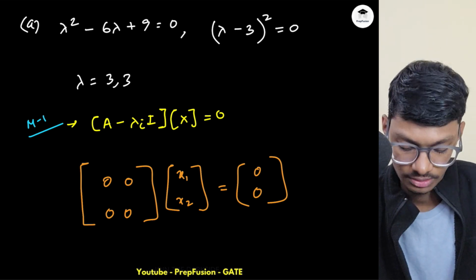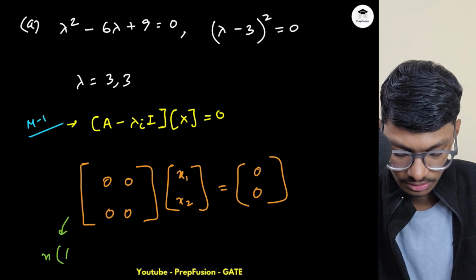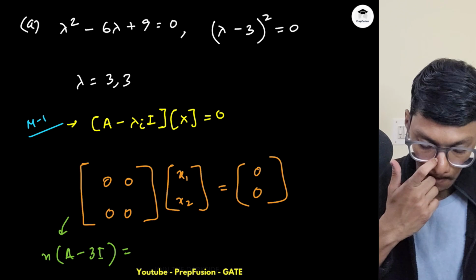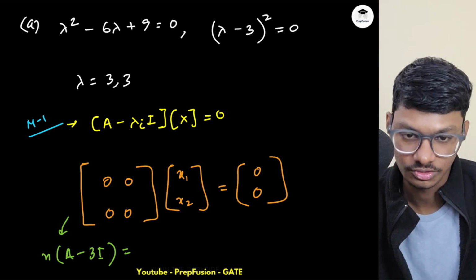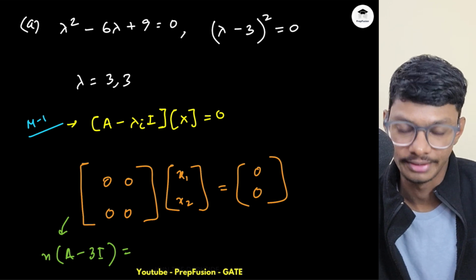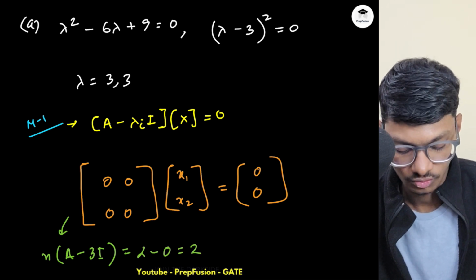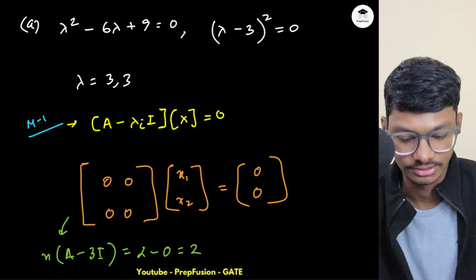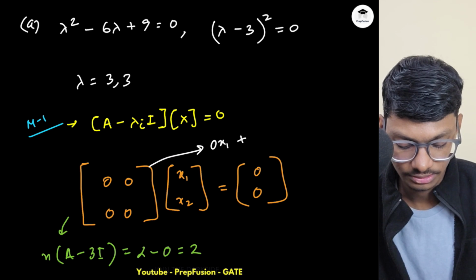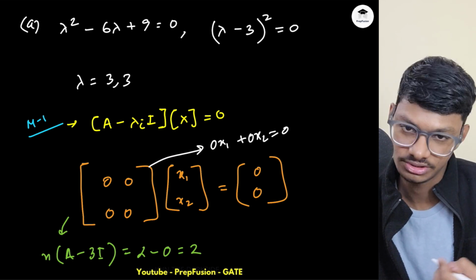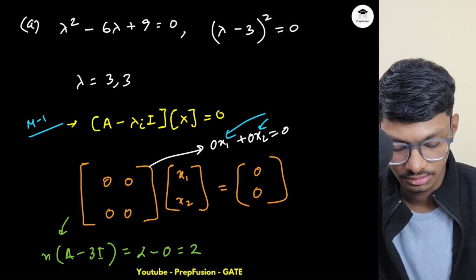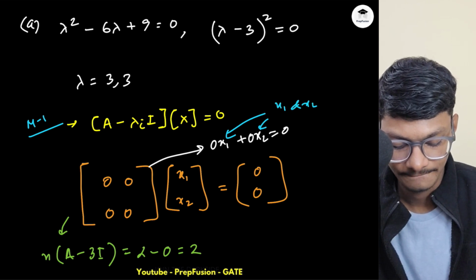Now what do you observe here? What is the nullity of A minus 3I? The rank is 0 because all entries are zero. Nullity is the number of rows or columns minus the rank, because this is a square matrix, so it is 2 minus 0, which is 2. Two nullity means I will have 2 free variables. From here you can also see that 0 times x1 plus 0 times x2 equals 0, and the second equation says the same thing. So x1 and x2 can be anything.